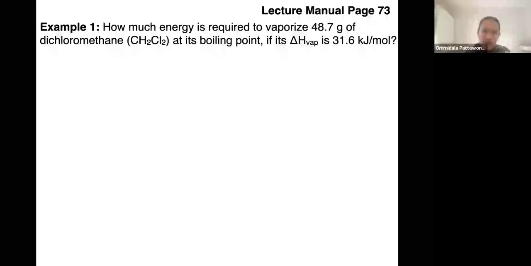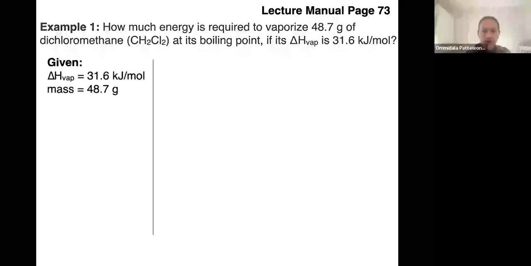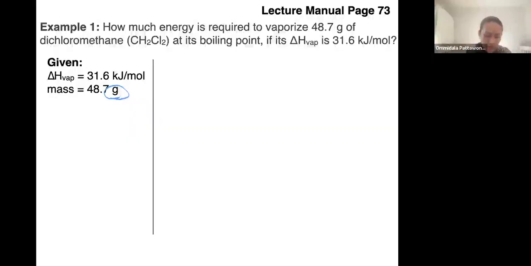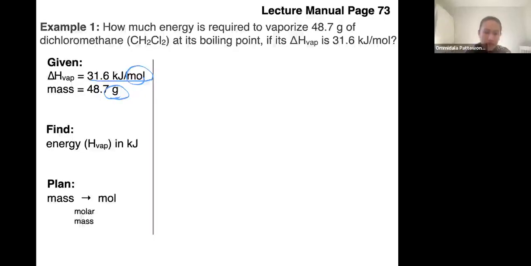Now, the calculation involved with this is going to be similar to this example one. It's going to give you an amount of the substance, and it's going to ask you how much energy it requires to evaporate that certain amount of substance. In this case, because you are given grams, but the heat of vaporization is involved with moles, the first step would be going from mass to mole by using molar mass, and then converting from mole to kilojoule using this delta H vaporization, because delta H has 2 units, right? So it allows us to go from mole to kilojoule.